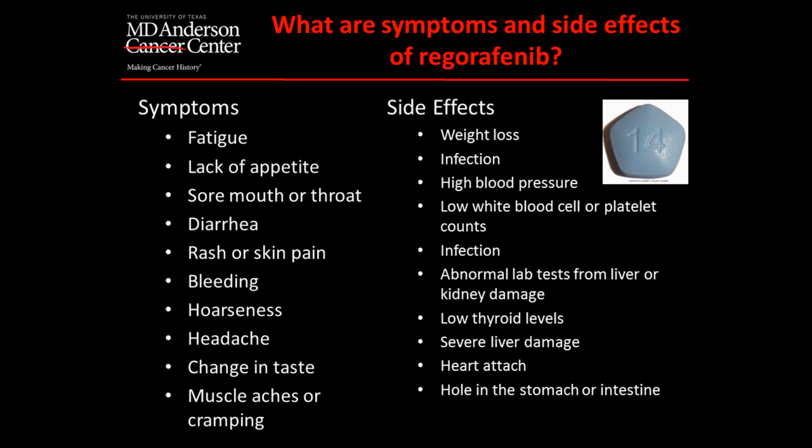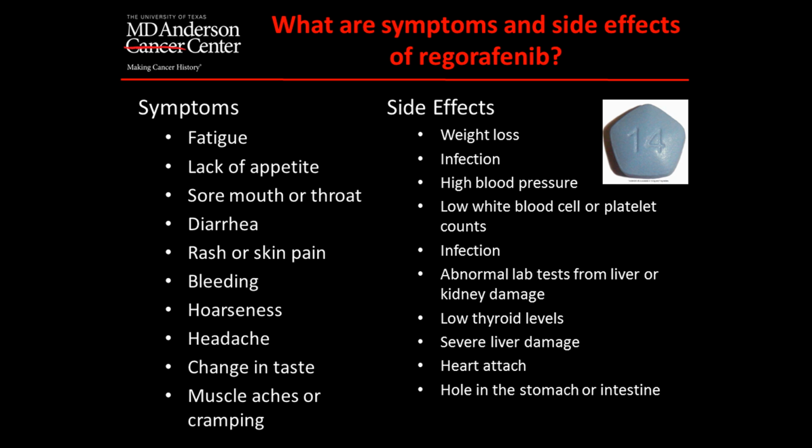Regorafenib was the other drug that there were quite a few patients who were on, and again, this was one of the ones that had FDA approval for treatment of GIST. And the symptoms with it, again, fatigue, lack of appetite, sore mouth or throat, diarrhea, rash or skin pain, bleeding, hoarseness, headache, change in taste, and muscle aches or cramping. So again, some of these symptoms are very similar, and then each of the drugs seems to have a couple of unique symptoms.